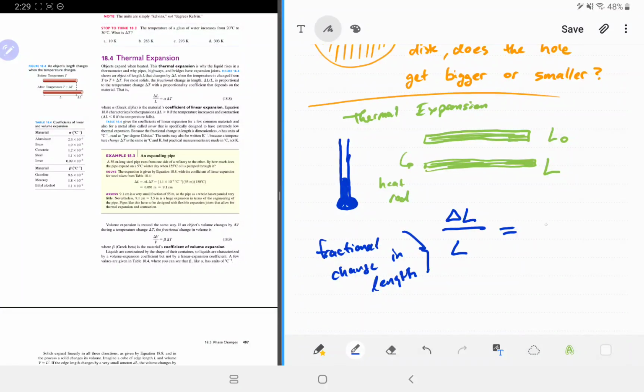Delta L over L is equal to some constant times delta T. And that constant we're going to label with an alpha. So this is the key equation that we're going to start with when it comes to thermal expansion.